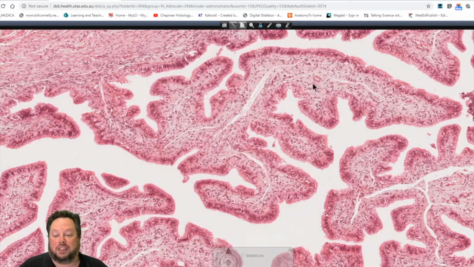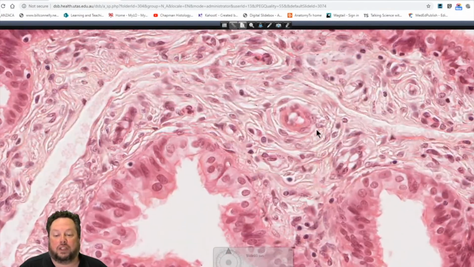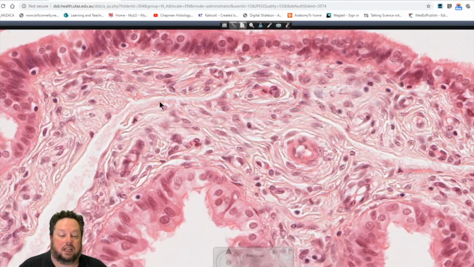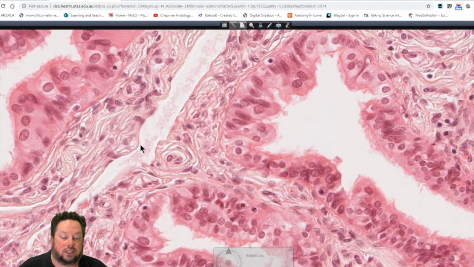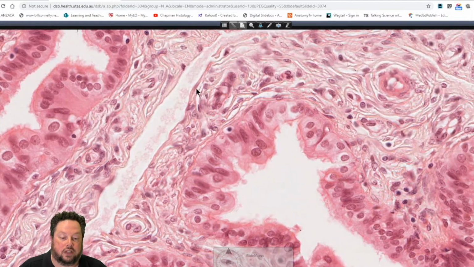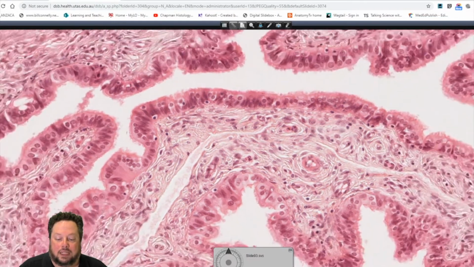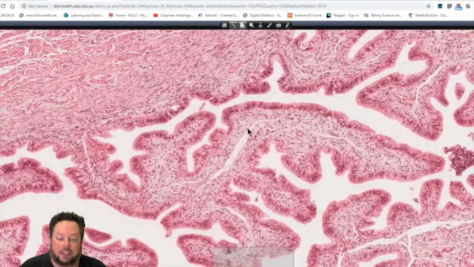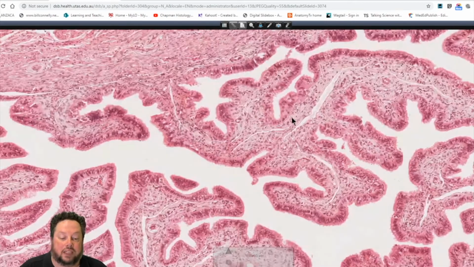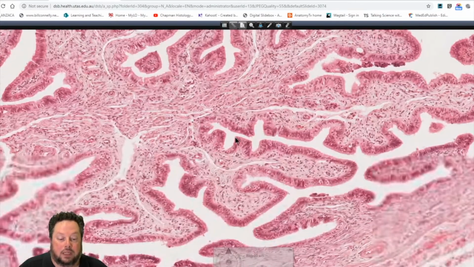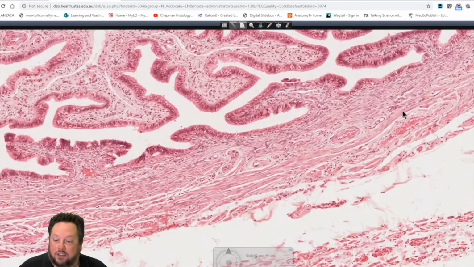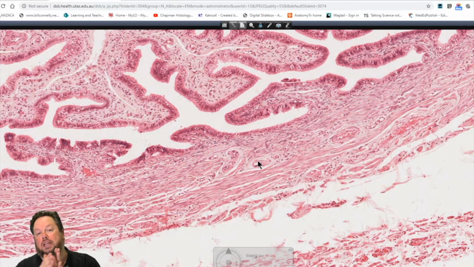Within the lamina propria, we have a loose connective tissue, capillaries, and we can have large vascular vessels as well. This is a nice large one, almost like a lacteal. It's a large blind-ended lymphatic capillary. Then we have our muscularis, generally divided into an inner circular and outer longitudinal layer.